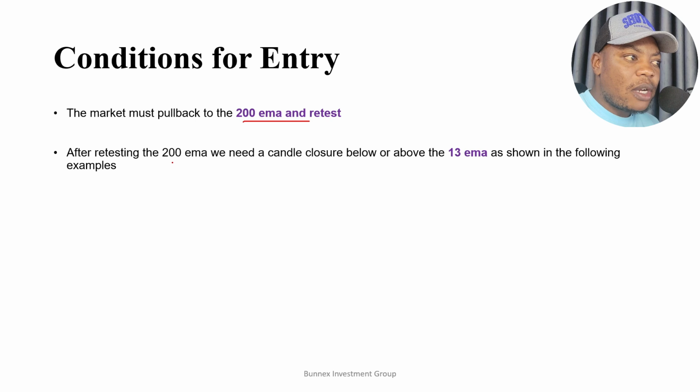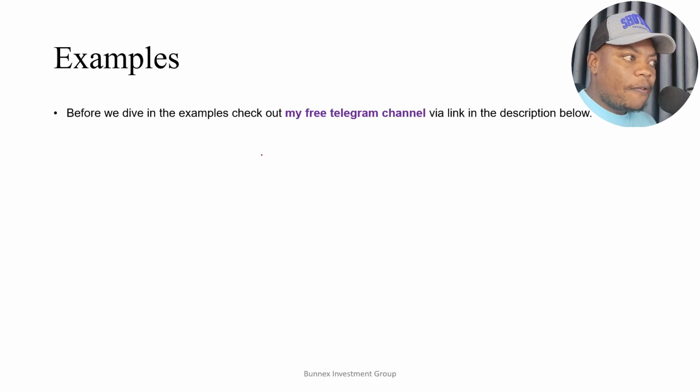After retesting the 200 EMA, we need a candle closure below or above the 13 EMA, as shown in the following examples. So: peak lock, then pullback, retest. After that, we need to see a candle closure above or below the 13 EMA, as what I am about to show you.